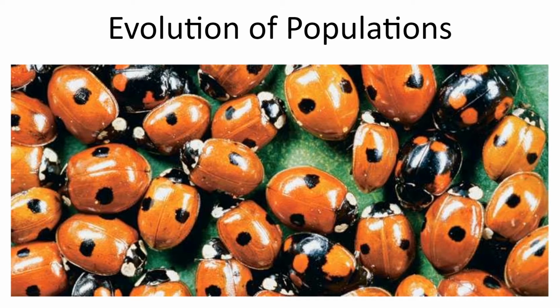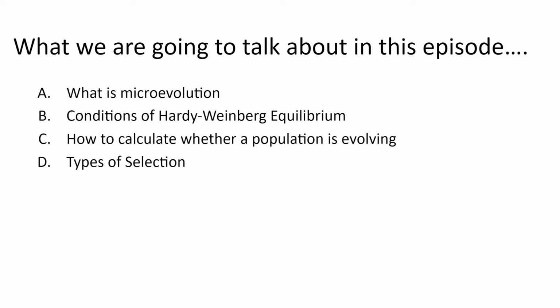In this episode, we are going to explore how we can predict whether a population is stable or evolving, and how we can directly measure evolution in a population over time. The last thing we'll talk about are a couple different types of selection that can take place that can lead to a population's allele frequencies changing over time.